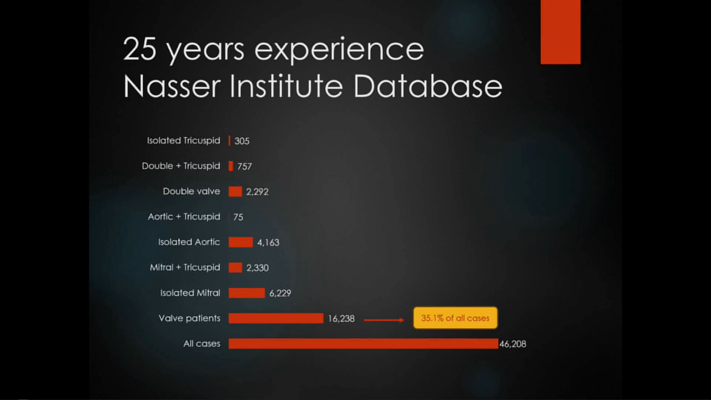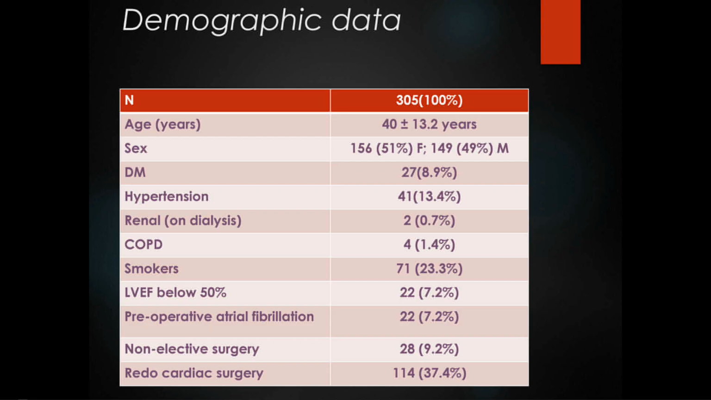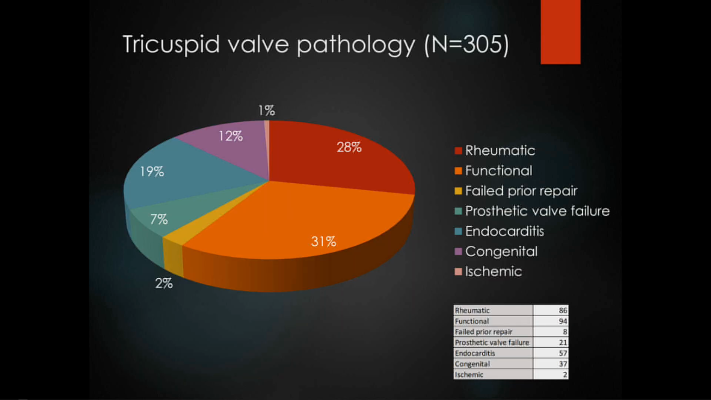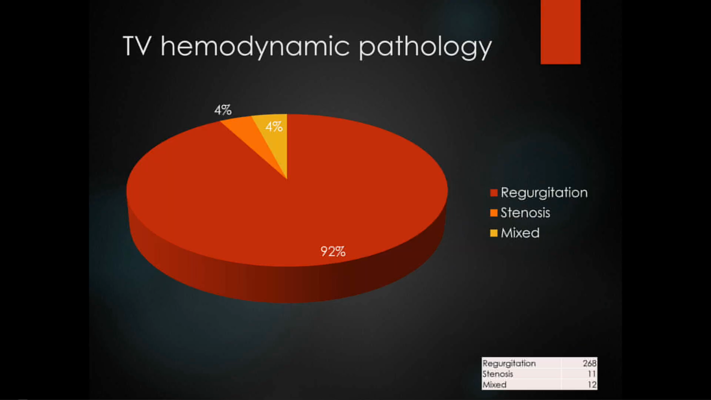Here we're going to share our experience from the database. We have operated in the last 25 years on more than 46,000 patients, of whom the isolated tricuspid patients were 305 cases. Here is the demographic data of these patients. We found the tricuspid valve pathology was mainly functional in 31% of the patients and rheumatic in 28%, and the rest had failed previous repair, prosthetic valve failure, congenital disease or endocarditis. As for the hemodynamic pathology, 92% were regurgitation, 4% were stenosis and 4% were mixed.